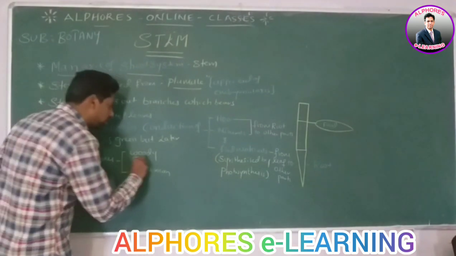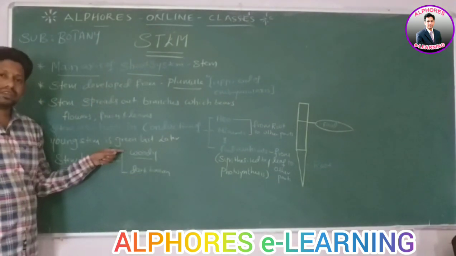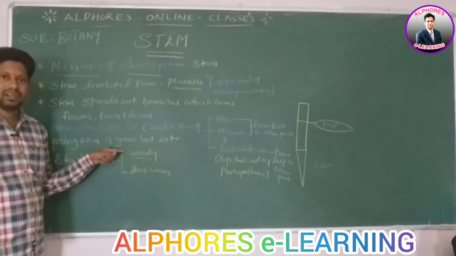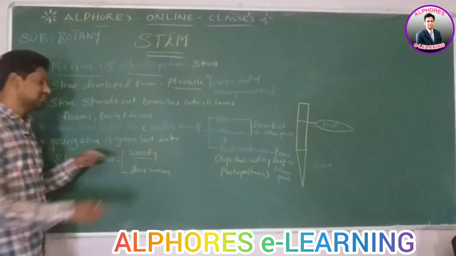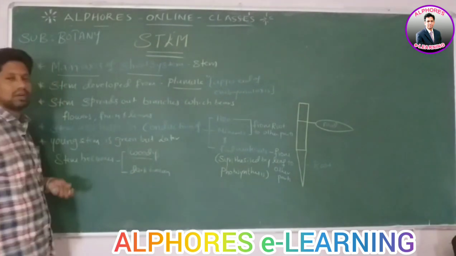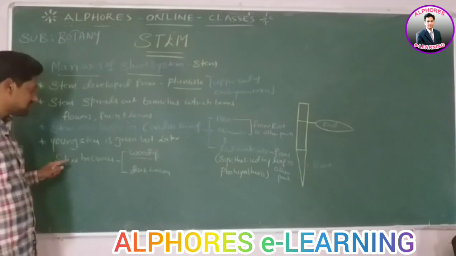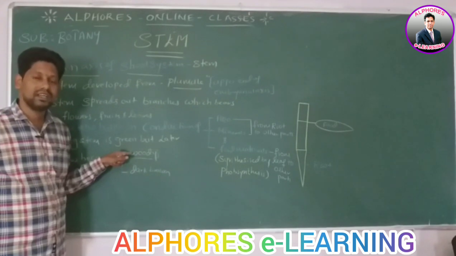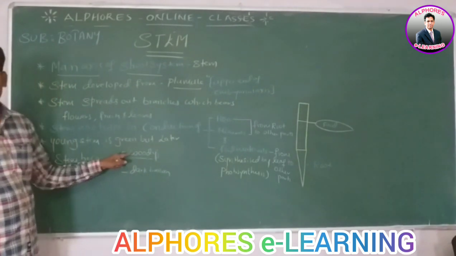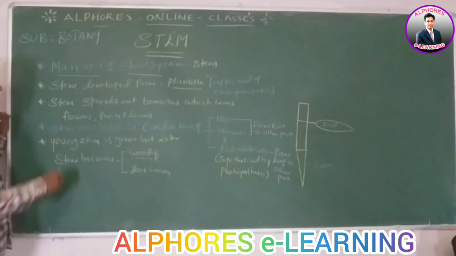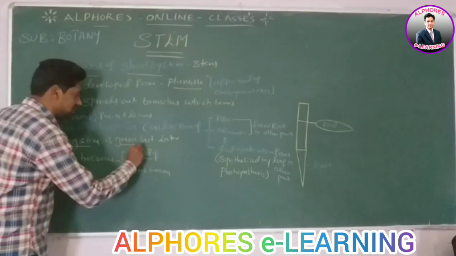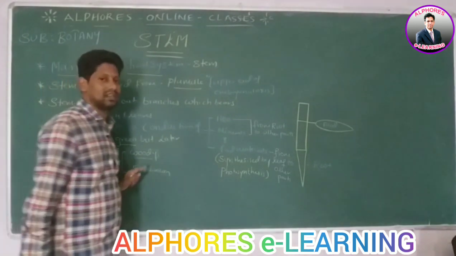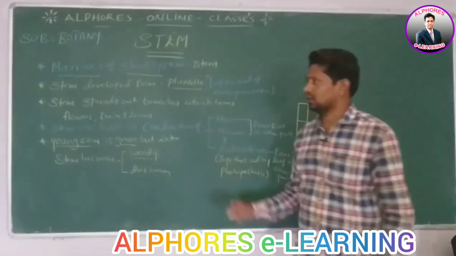Sir, what is the meaning of woody, sir? If secondary growth takes place, then the structure becomes woody. The structure becomes what, sir? Woody. It means when stem undergoes secondary growth, the stem becomes woody. Is this statement okay? Right. Therefore, how is the young stem? It is green, right? But later the stem becomes woody and dark brown, right?